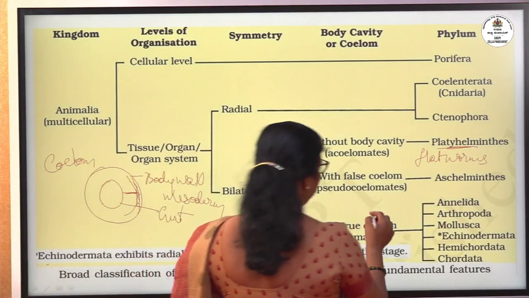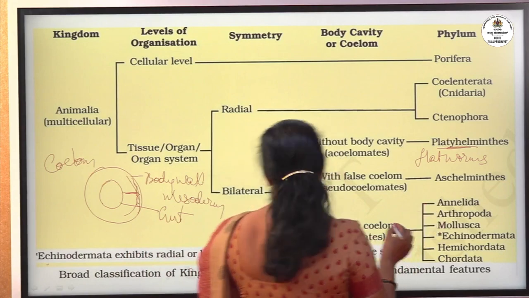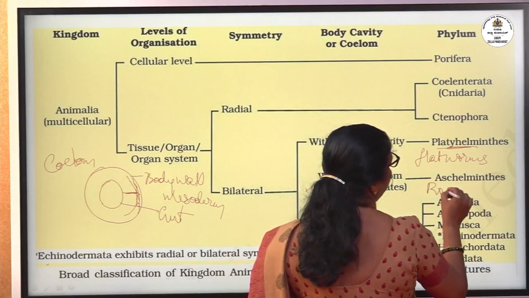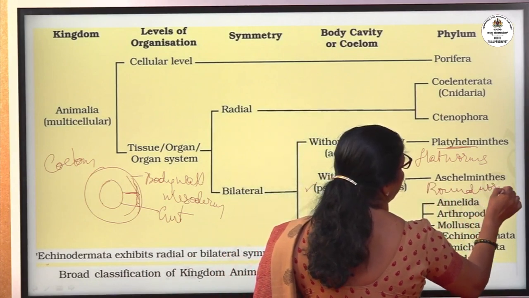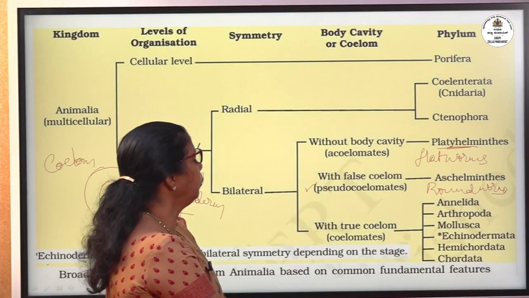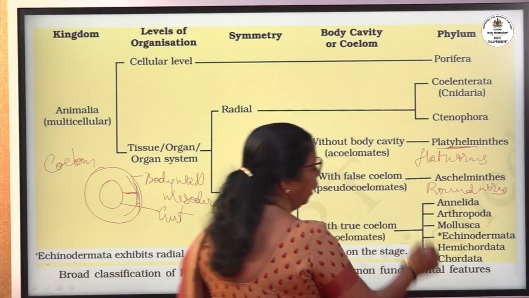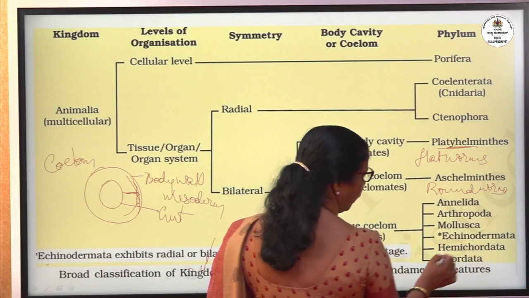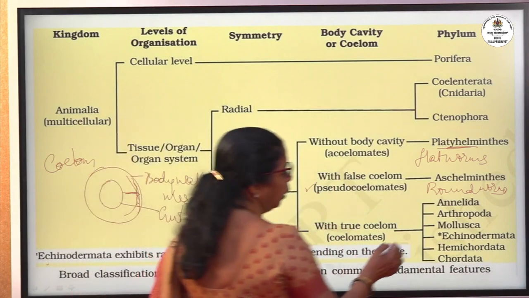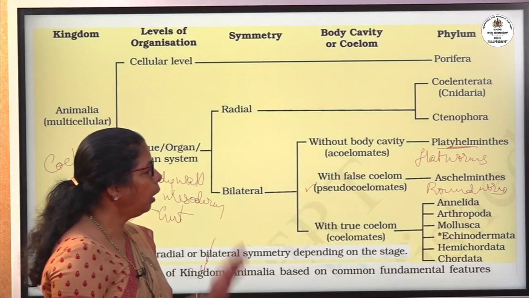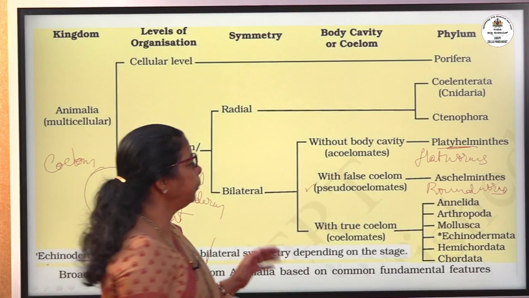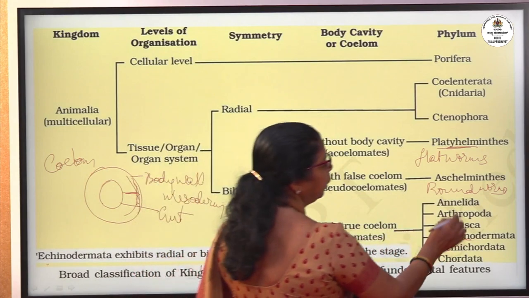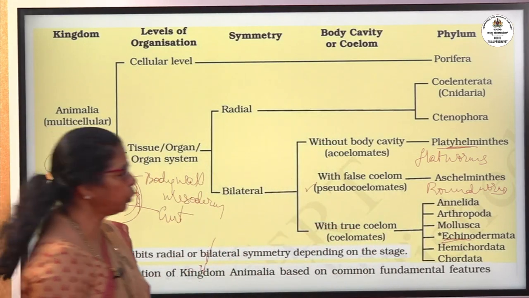Then another group is the true coelomates, which have a true coelom. Aschelminthes are the roundworms, for example. The other phyla under coelomates are Annelida, Arthropoda, Mollusca, Echinodermata, Hemichordata and Chordata. Annelida, Arthropoda and Mollusca all exhibit bilateral symmetry. In Echinodermata, the adults are radially symmetrical and the larvae are bilaterally symmetrical. So there is the star.